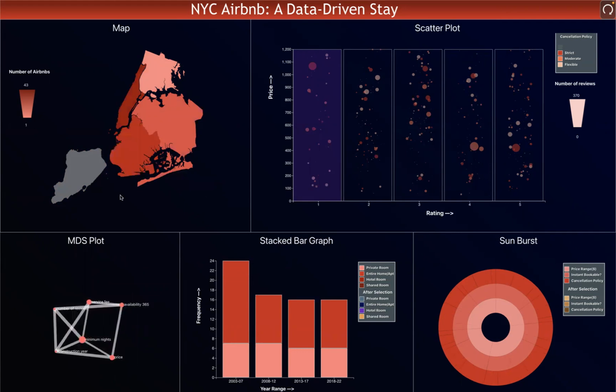And we can see an interesting observation here: if I click on the bar of rating 1, we can see that the number of Airbnbs in Staten Island is 0. That would be an interesting thing, since it would mean that there is no Airbnb in Staten Island which is consistently receiving poor reviews.